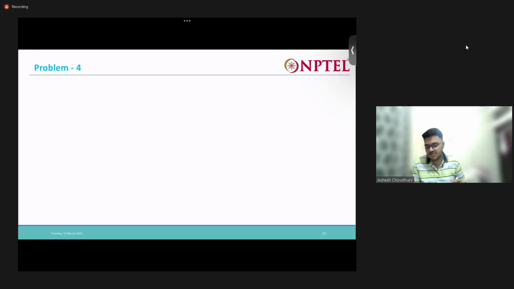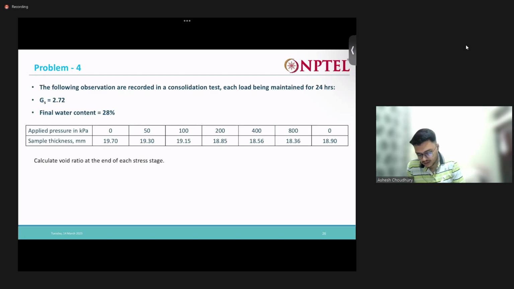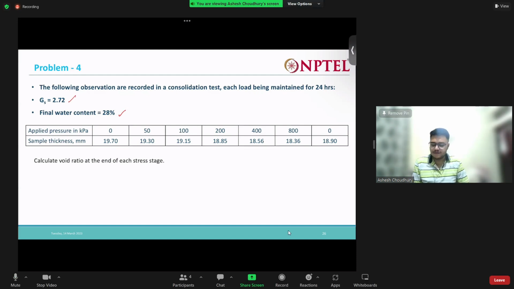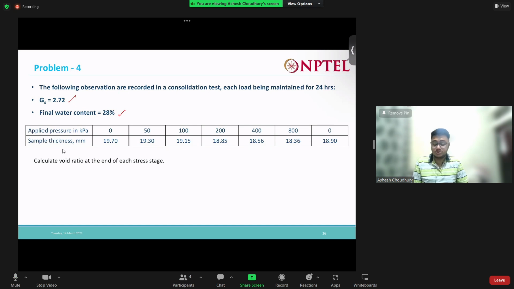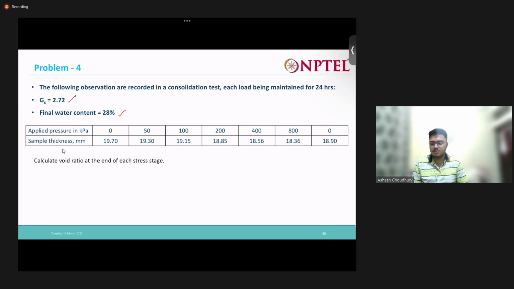As in the previous one, if you can tell me what will be my first step. My final water content is given, right? G value is given. So what can I determine from this? I can find out my final void ratio. G is given and w is given. My saturation is 1, because you are considering that at the end of the test my soil will be completely saturated, right? So what I can do is determine the final void ratio. So let us do that first.